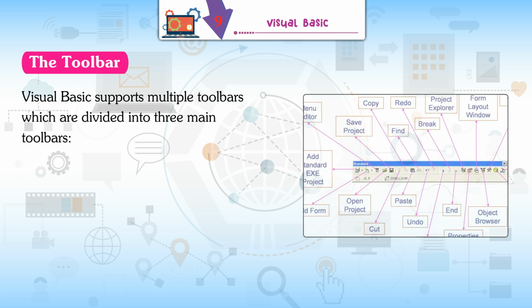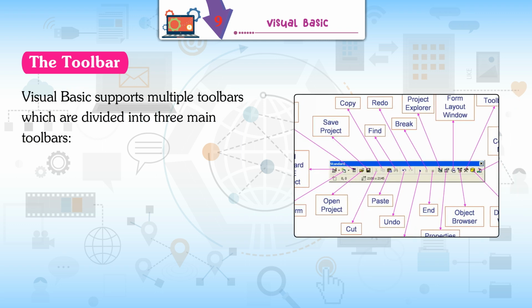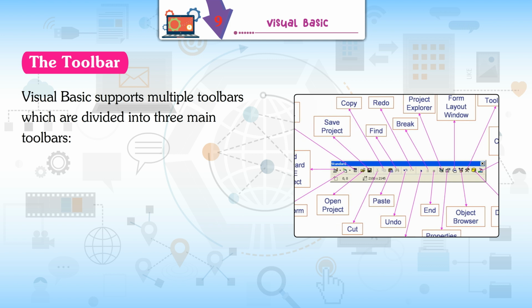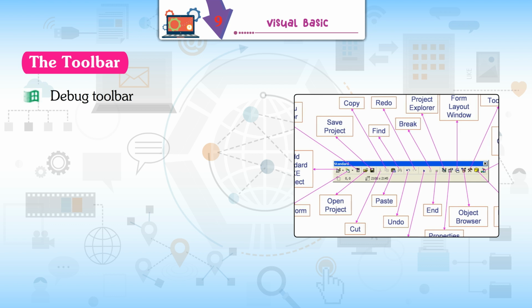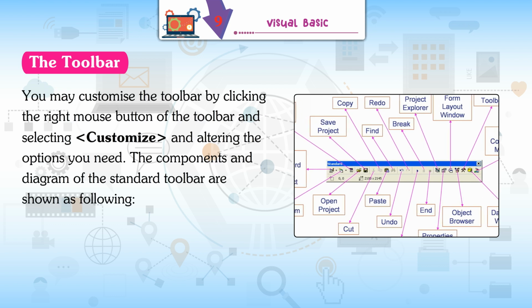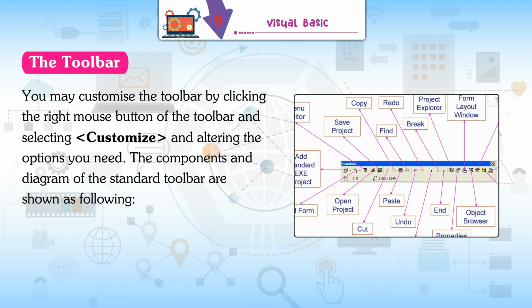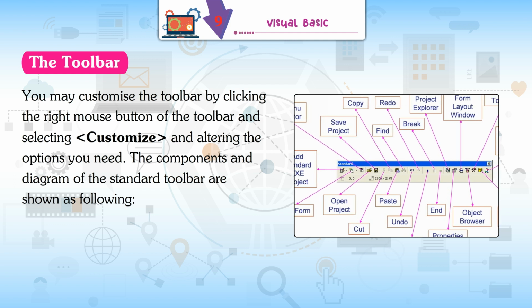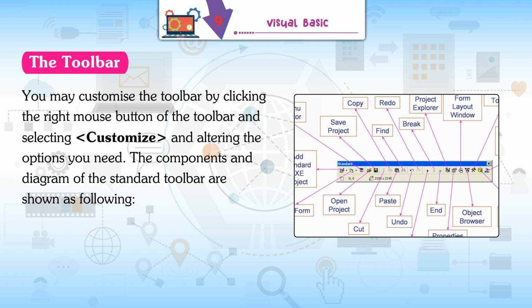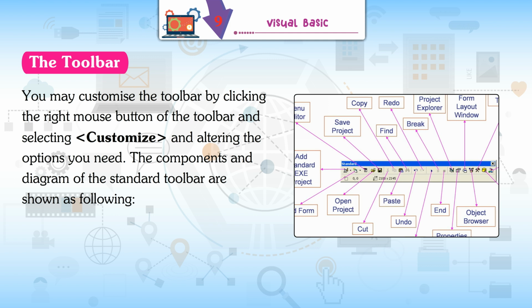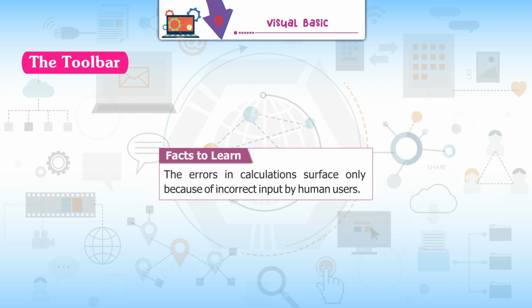The toolbar. Visual Basic supports multiple toolbars, which are divided into three main toolbars: Standard Toolbar, Edit Toolbar, and Debug Toolbar. You may customize the toolbar by clicking the right mouse button on the toolbar, selecting Customize, and altering the options you need. The components and diagram of the standard toolbar are shown as follows. Facts to learn. The errors in calculations surface only because of incorrect input by human users.